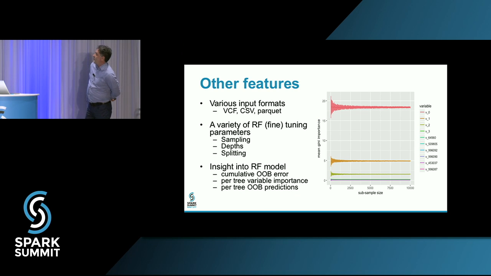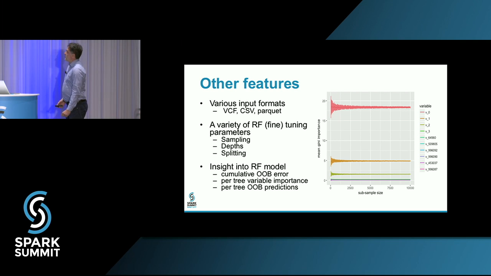We have various input formats. We have lots of different random forest tuning parameters. And one of the distinguishing features is that we can look inside the model more deeply than other implementations. For example, we can extract the importance per single tree. This later lets us run statistical analysis and, for example, use bootstrapping to better estimate the importance of particular variables. That's what is shown here.